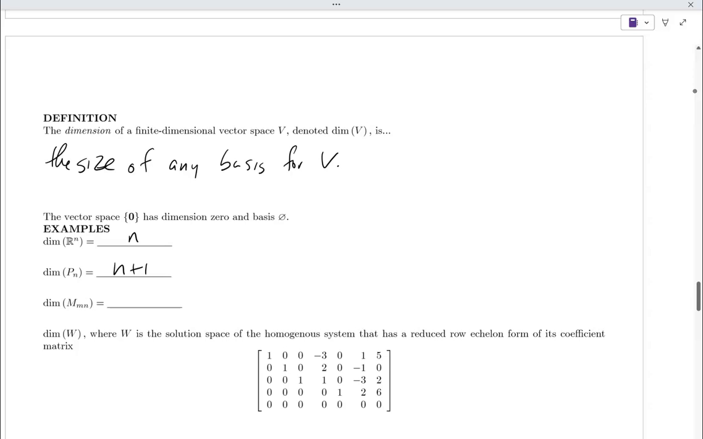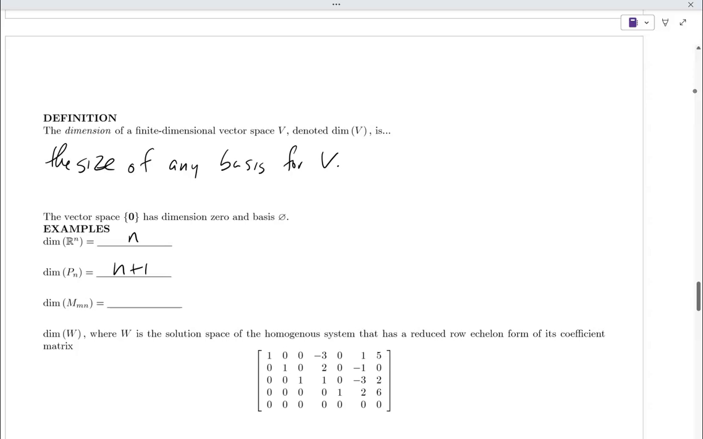How about M sub mn? What is that again? In matrices, what dimension do they have? M by n, right? So how many vectors are going to be in a basis for that? Think about if you're going to write down an m by n matrix, how many spots do you have to fill in? M times n, right? I got to fill out every single entry, going across the rows and down the columns.